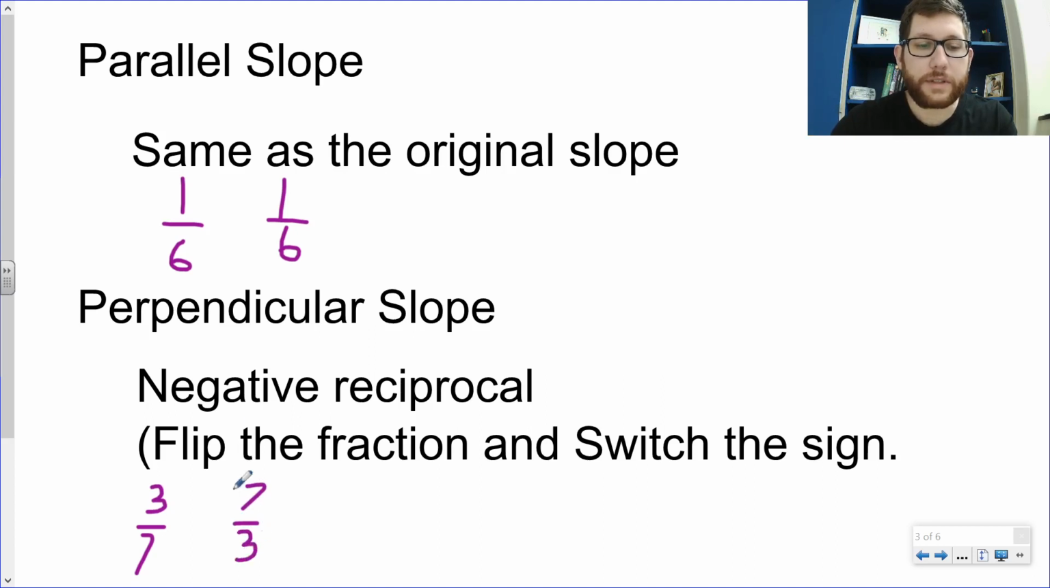The second thing we see here is negative, or in other words, we're going to switch the sign. It looks like I lost a parenthesis there. We'll put that in right there. So we want a negative reciprocal. I flip the fraction and I switch the sign. So flip the fraction, switch the sign.